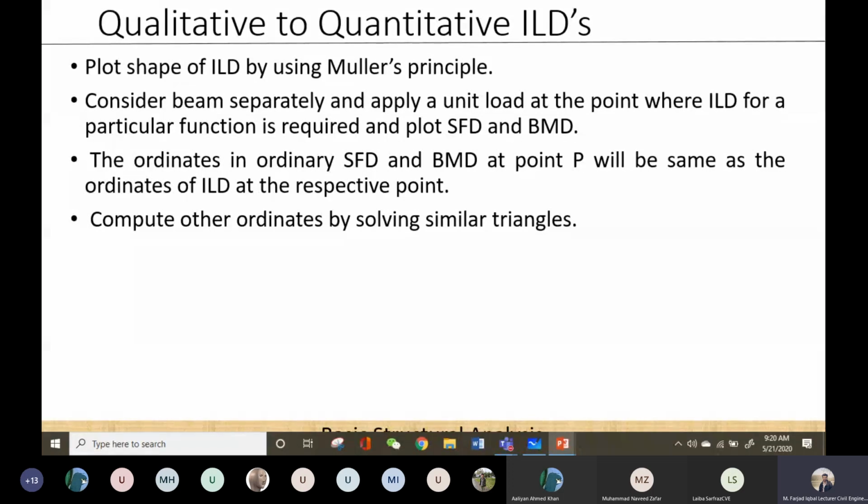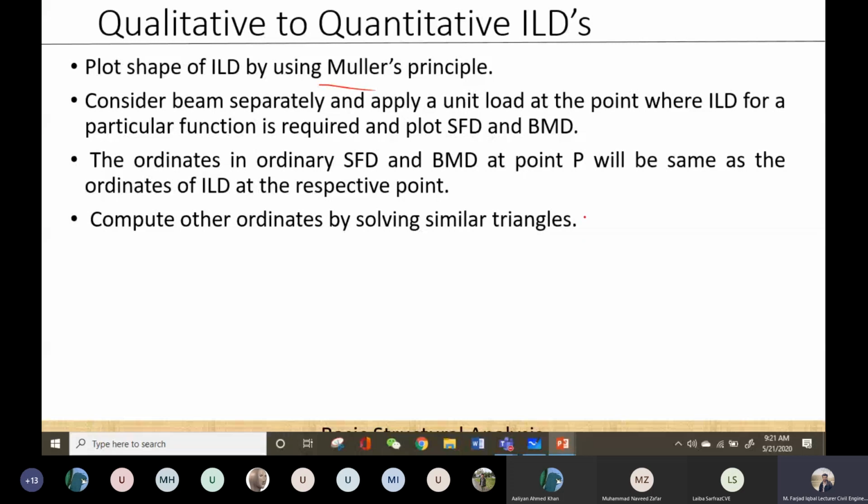So that method or these steps include that we need to plot the shape of ILD by using the Muller's principle, and then we need to consider the beam separately and apply a unit load at that point for which we need to plot the ILD, and simply plot the shear force diagram and bending moment diagram for that beam.